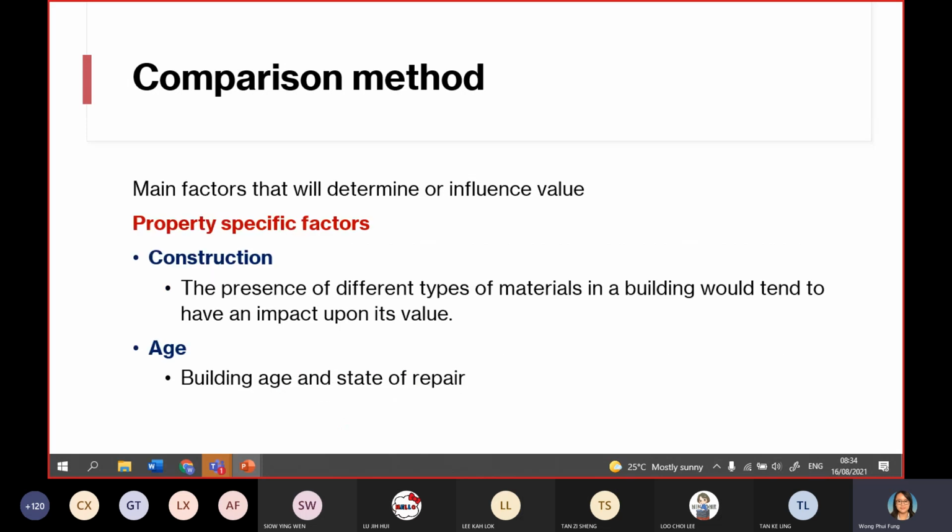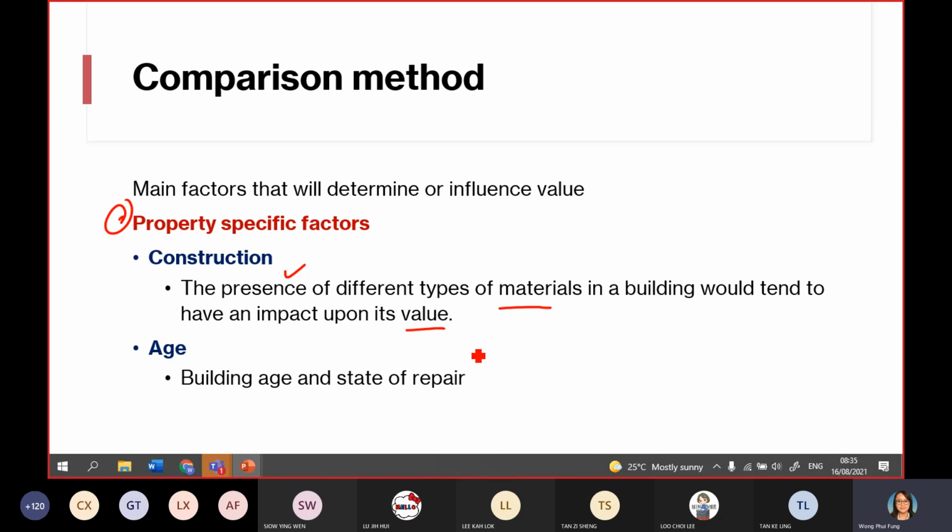All right. And the second category is the property specific factor, the property factor itself. First is the construction, which means that the presence of different types of material in a building will tend to have an impact upon its value. So if the building is built from durable material, then that should be better because it lasts longer. The structure will be more stable.